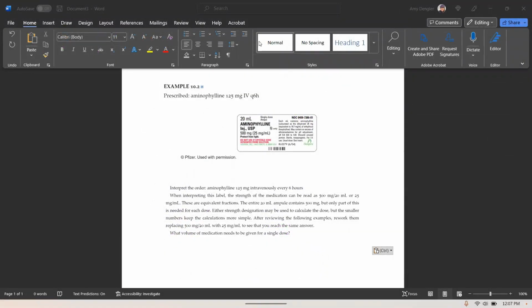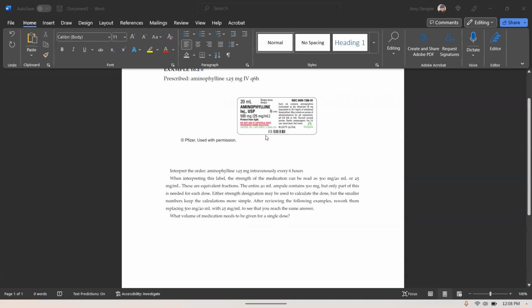Example 10.2, we have a prescribed order of aminophylline, 125 milligrams IV every 6 hours. And again, there's the order. So when interpreting this label, the strength of the medication can be read as 500 milligrams for 20 ml. So they're getting that from here, 500 milligrams and then 20 ml, or 25 milligrams per ml. These are equivalent fractions. The entire 20 ml ampule contains 500 milligrams, but only part of this is needed for each dose. Either strength designation may be used to calculate the dose, but the smaller number keeps the calculations more simple.